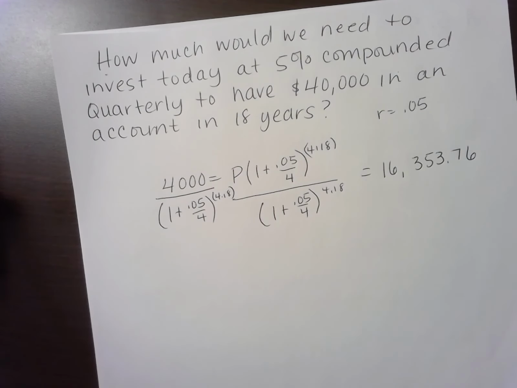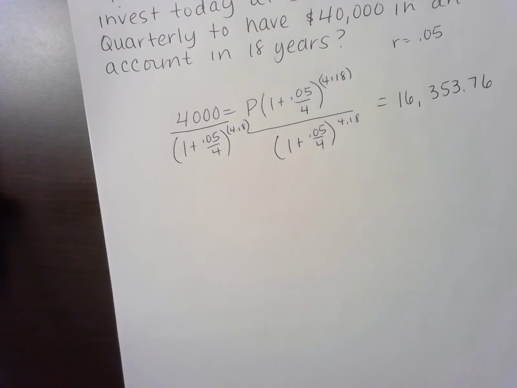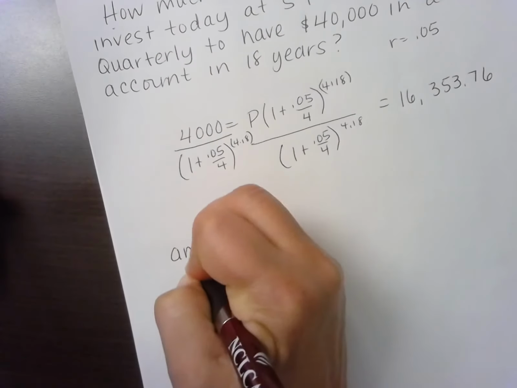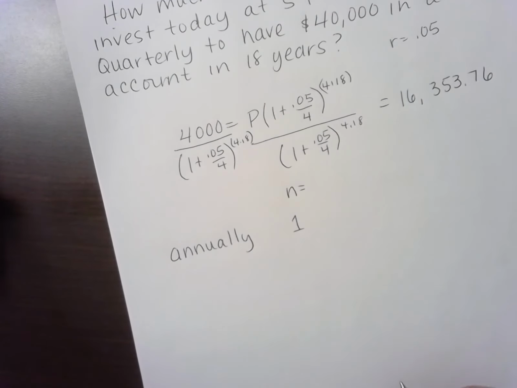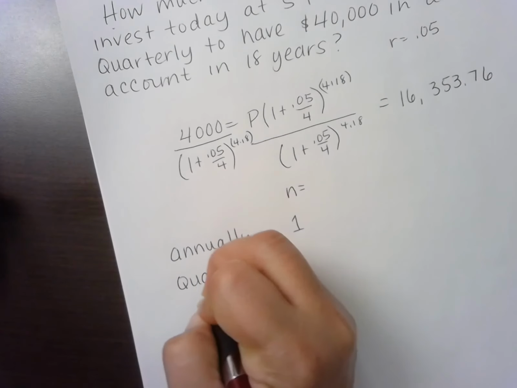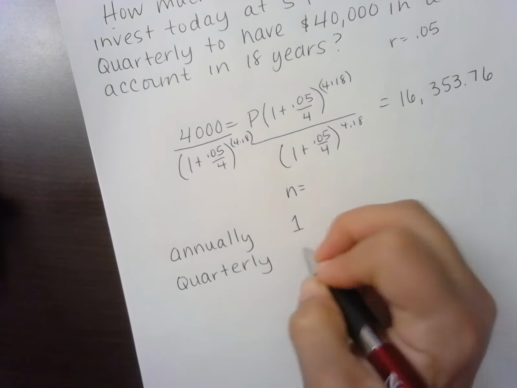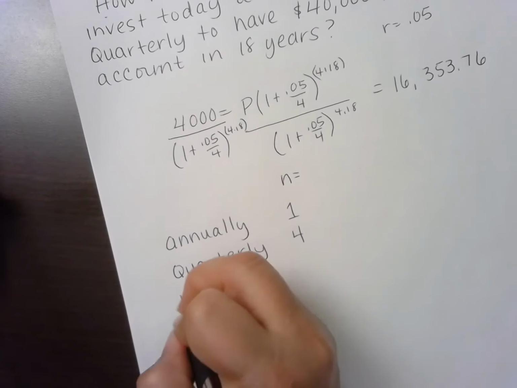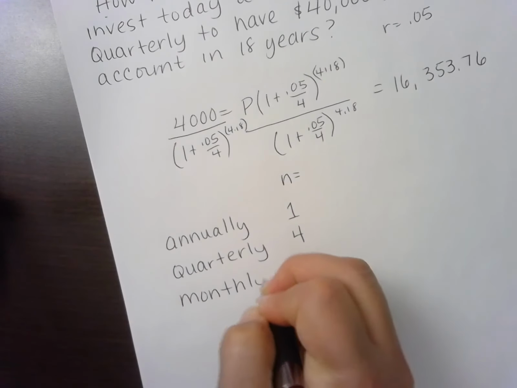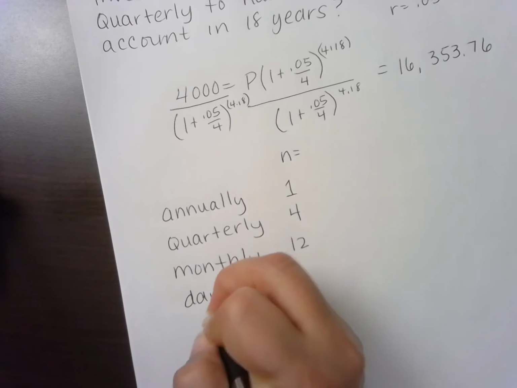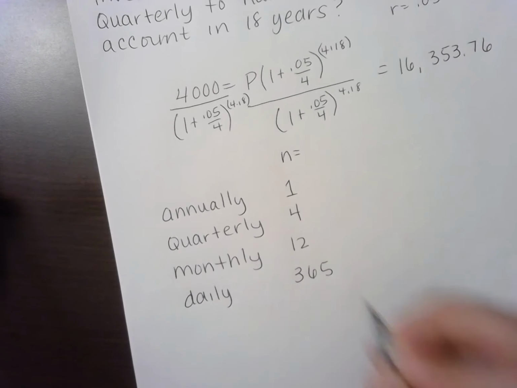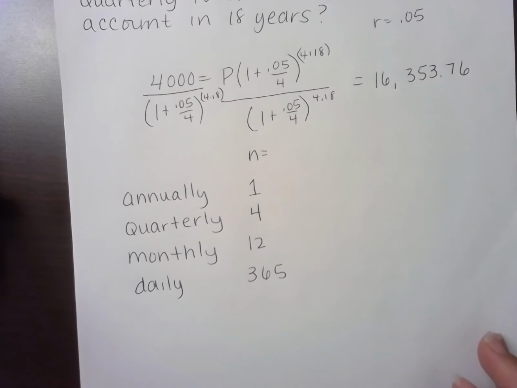So just to reiterate, my compounding: if it's compounded annually, then my n is equal to 1. If it's compounded quarterly, then my n is 4. Monthly, 12. Daily, 365. And I'm sure there's probably other ones, and we'll figure them out as we go. Okay, so this is one application of exponential functions that we will continue to talk about.